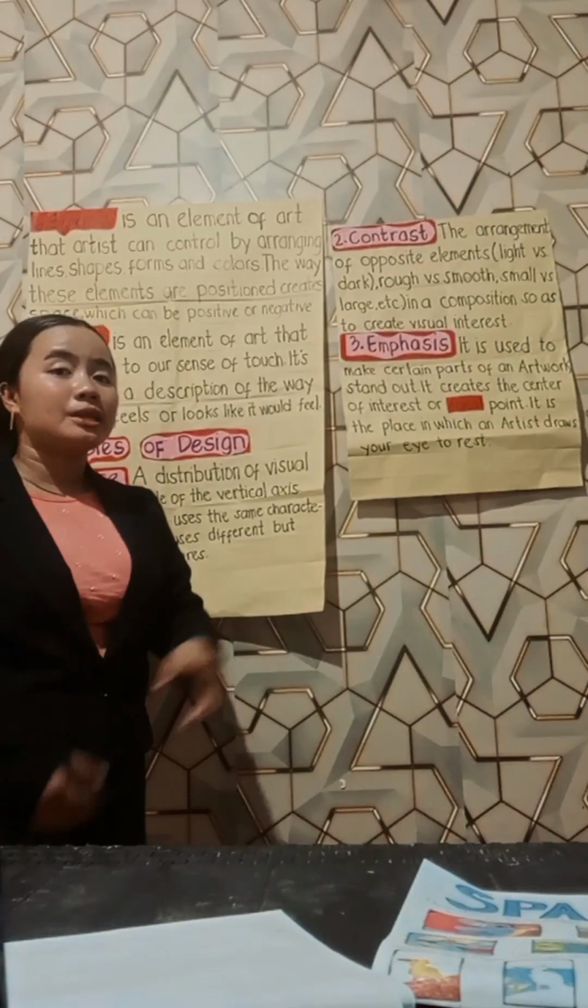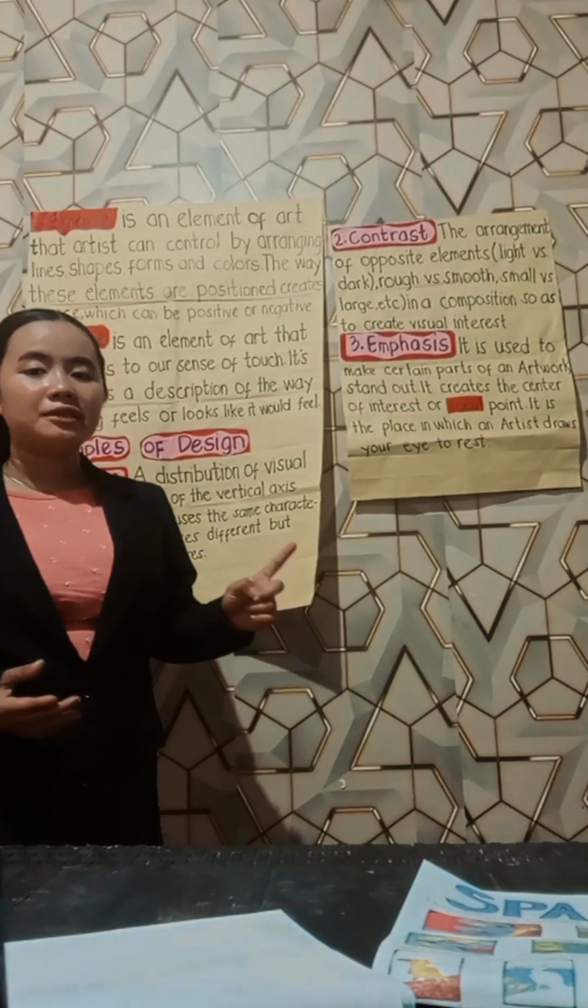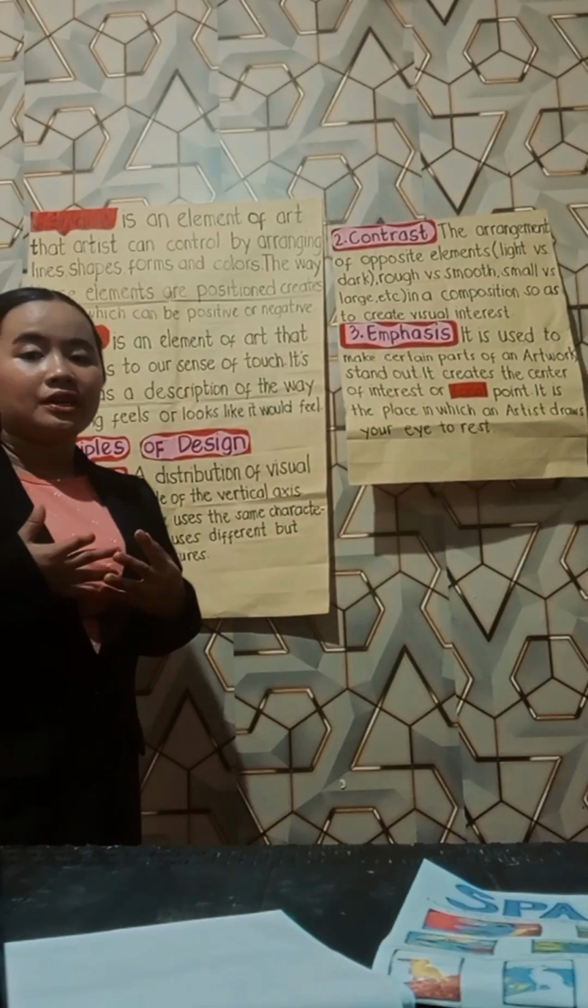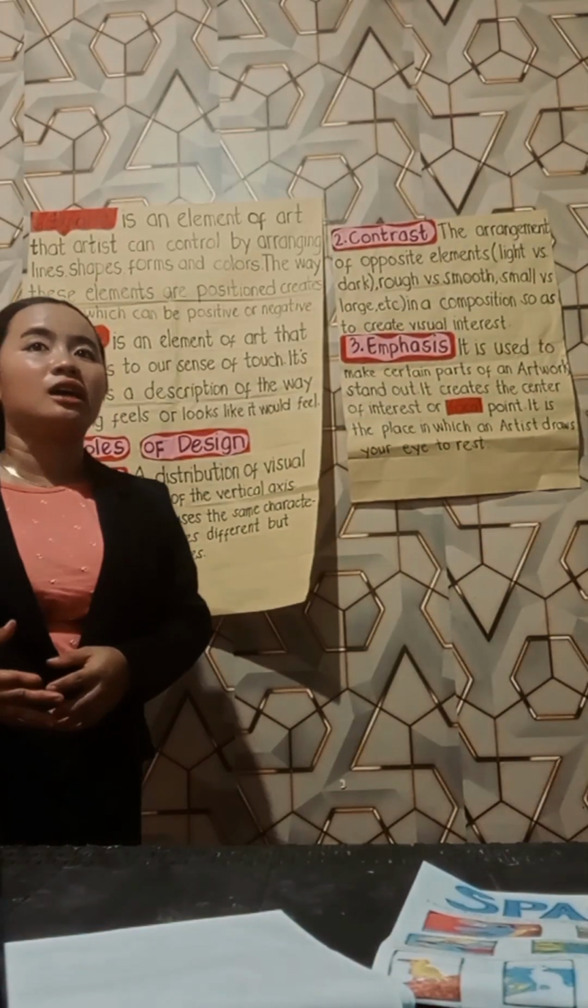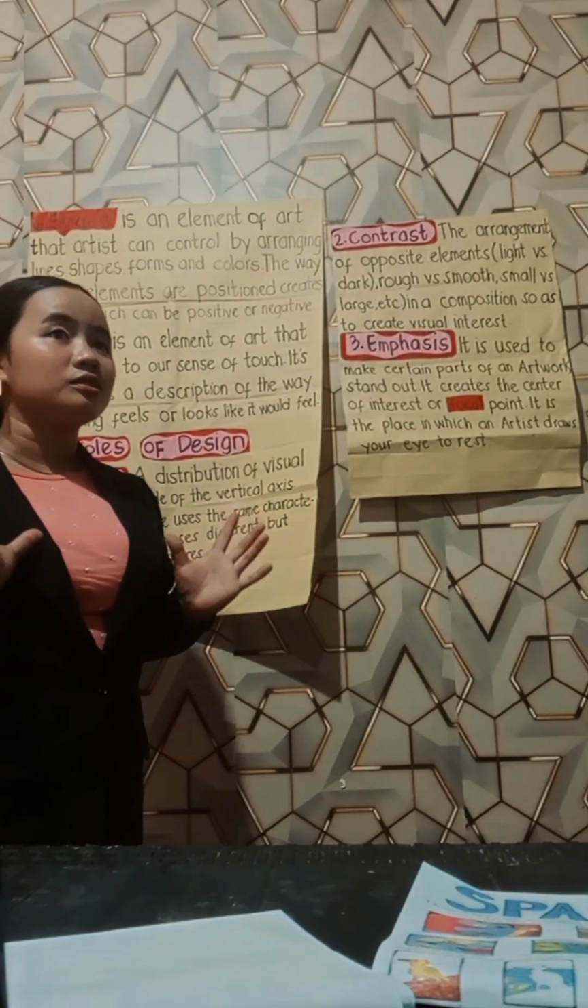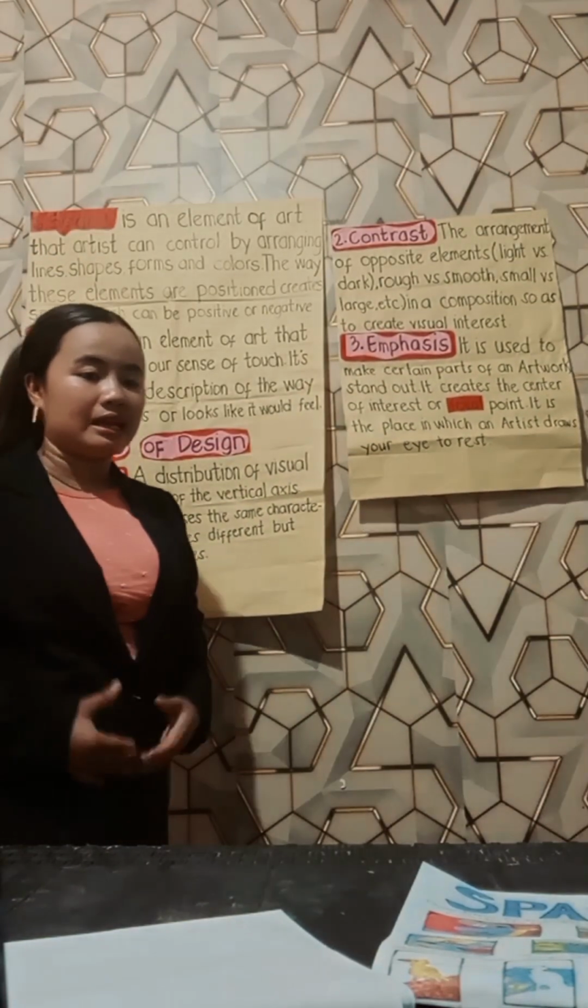There are two types of space, the positive and the negative. So, ang positive space mao tong part nga naay drawing or objects, while the negative space is the background, wala siya object, background na lang siya.